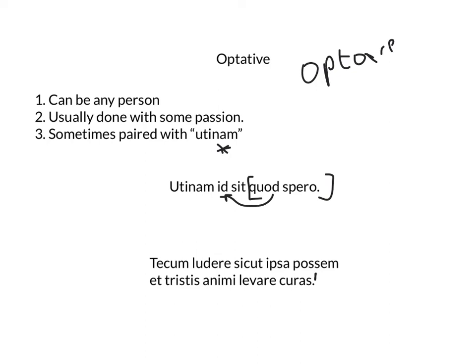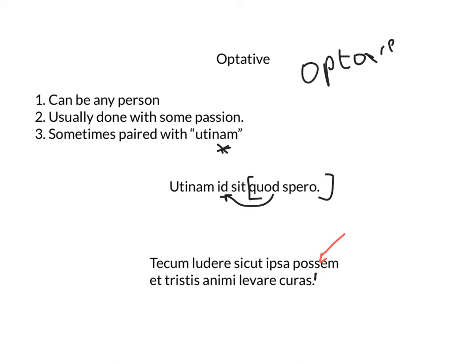And then one from Catullus, of course, Catullus 2, or Catullus 3. Ooh, I don't remember. It's the sparrow one. I think it's Catullus 2. Yes, Catullus 2. And so, tecum ludere sicut ipsa possem tristis animi levare curas. And so here the subjunctive is actually not in the present tense. I told you it was mostly going to be in the present tense, but here we have an imperfect subjunctive right there, possem. And you can kind of translate it right in the present tense, though, because it's still a wish.